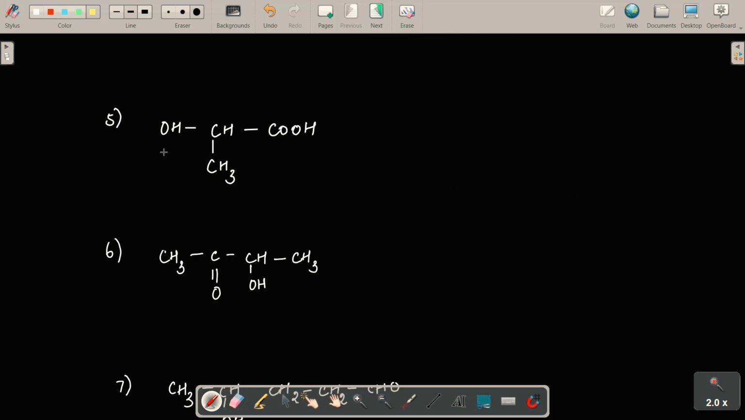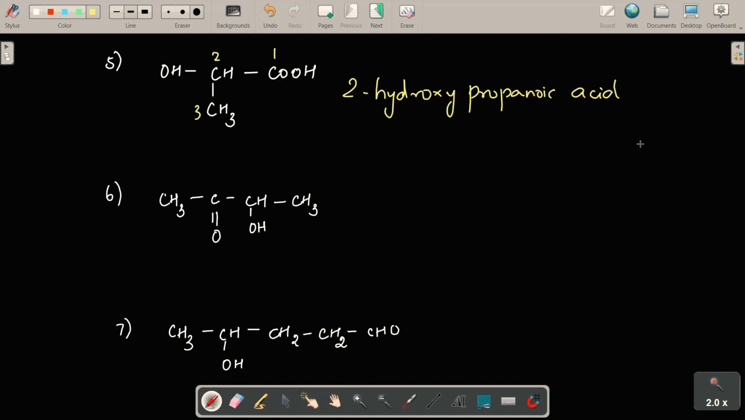Next compound you have COOH and OH. So the preference will be given for the COOH group according to the priority list, and OH will be in the prefix. So you have to write the name, and for OH in the prefix it is 2-hydroxy propanoic acid. Okay, we'll move on to the next one.